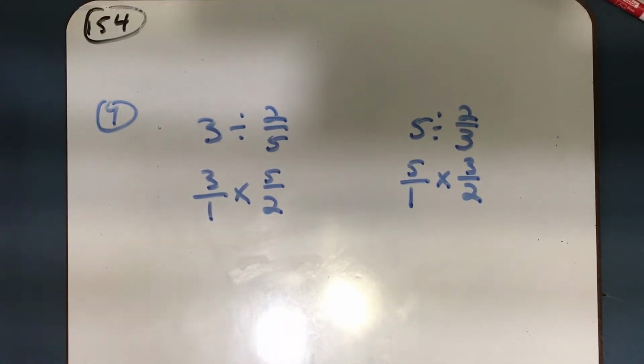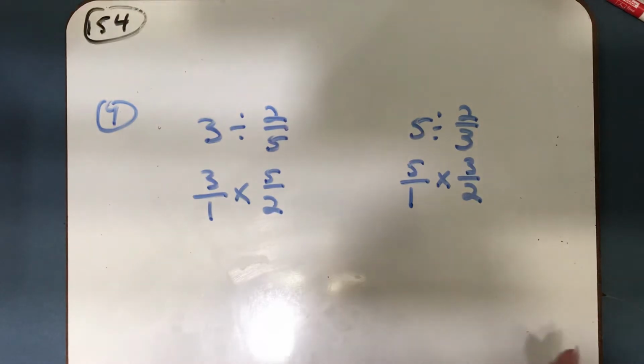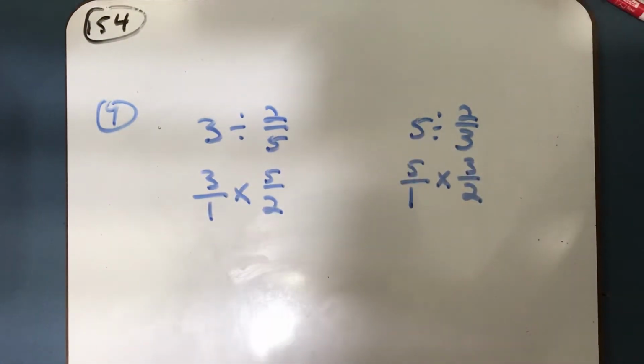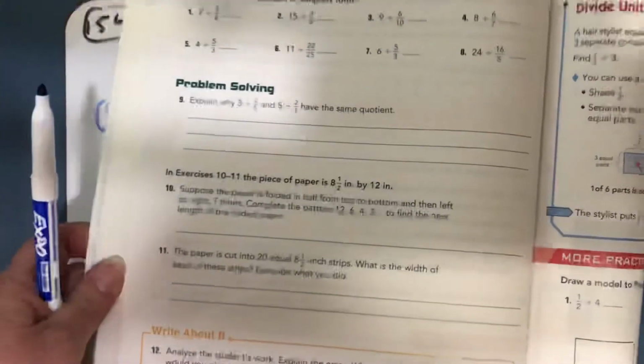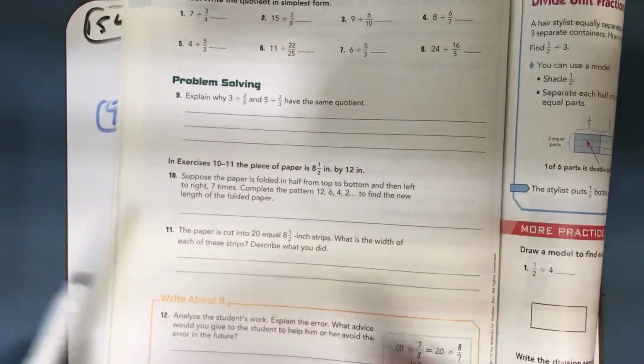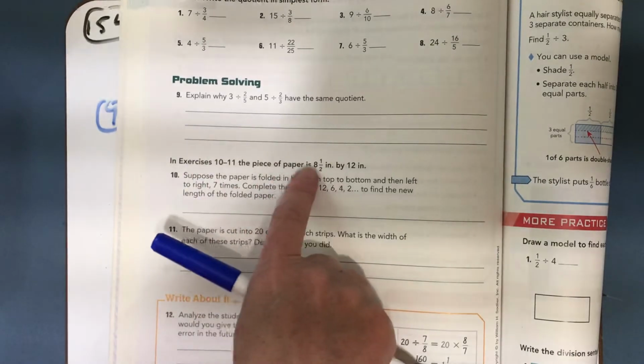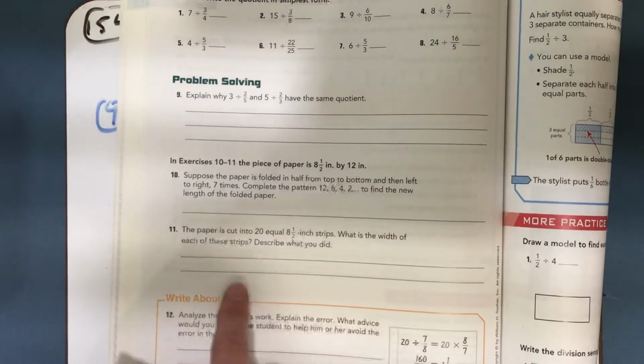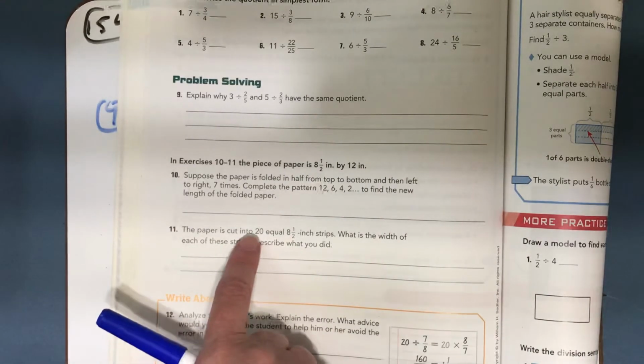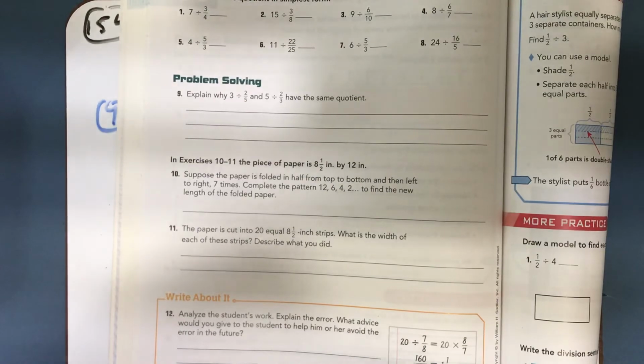And then you can skip number 10, but then number 11. You're skipping number 10 because it's having you divide a fraction by a whole number, and we haven't done that yet. That's our next lesson. So number 11, it tells you that you have a piece of paper that's 8.5 inches by 12 inches. It says the paper is cut into 20 equal strips. What is the width of each of these strips?